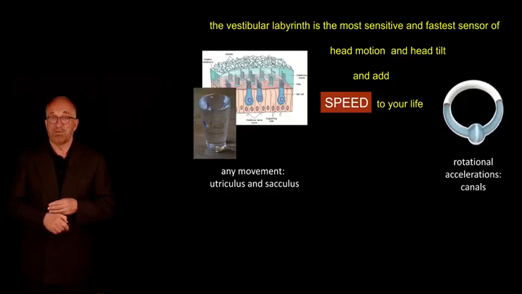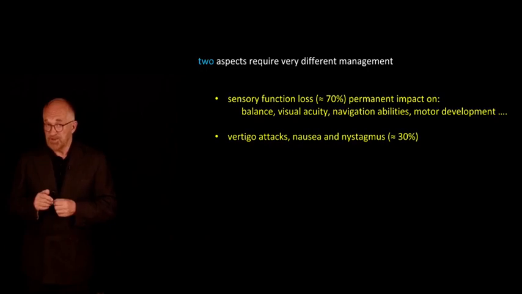So what are the take-home messages? Number one, the labyrinth adds speed to your life. You can live without it, but then you have to slow down with everything. Two aspects require a very different management in vestibular disorders. You have the sensory function loss, that's about 70% of the vestibular disorders, and it has a permanent impact on many things. And then you have the acute asymmetries that induce vertigo attacks, nausea and nystagmus in about 30% of the vestibular disorders.